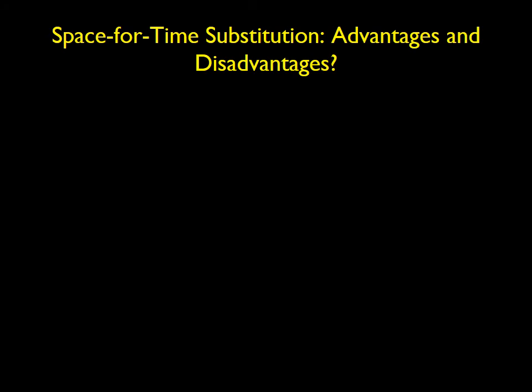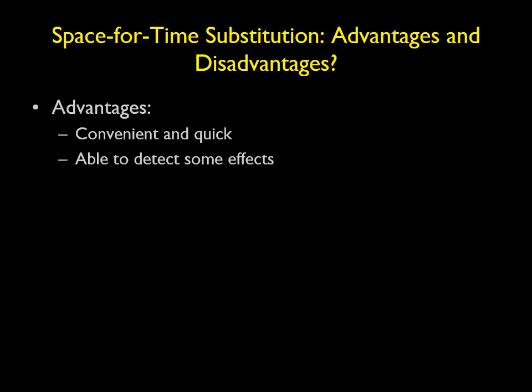All right, so what are some of the advantages and disadvantages of a space for time substitution? Well, the advantages are that it's convenient and quick, right? So if you have a mosaic of restoration projects, some of which are in different stages of succession, then you could sample all of those sites and get a snapshot of what restoration looks like over multiple years, as opposed to having to sample the same site year after year. And it looks like some effects are detectable.